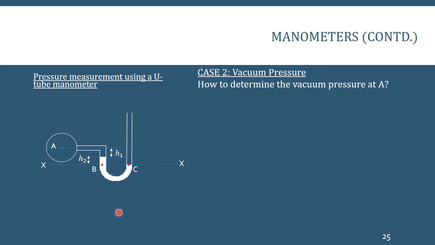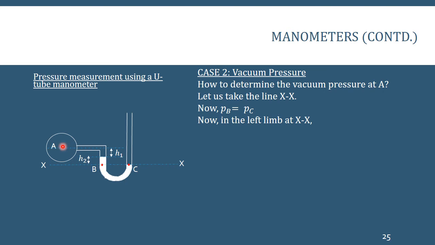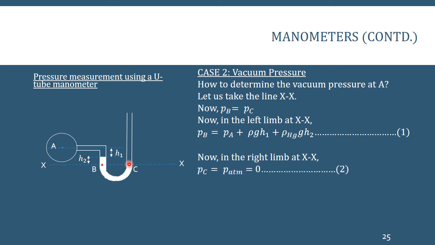Now, how to determine the vacuum pressure at A? Let us take the line XX. We know that PB is equal to PC. Now, from the figure, what can I say about PB? In the left limb, PB is given by PA plus rho g H1 plus rho mercury into g into H2. That is the pressure at B in the left limb. Now pressure at C in the right limb will be equal to P atmosphere because it's the free surface, which will be equal to 0.